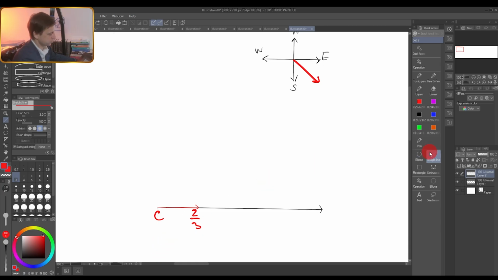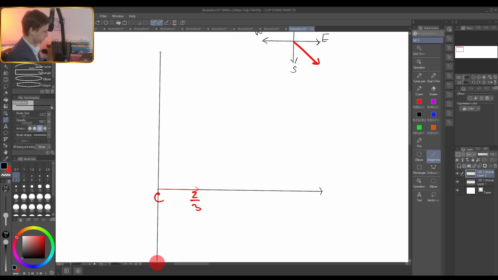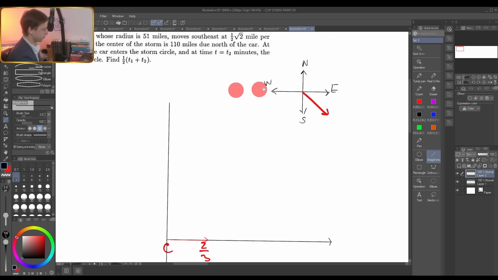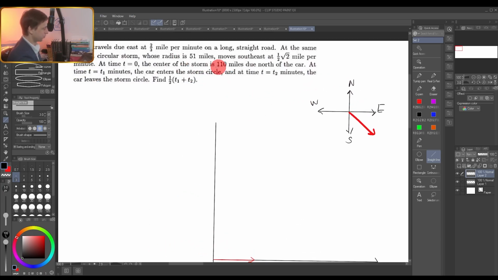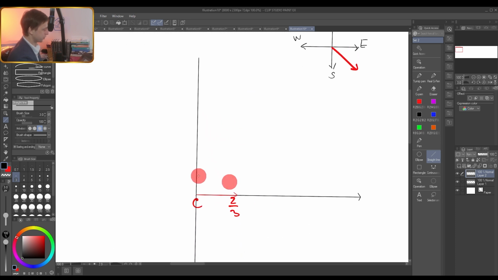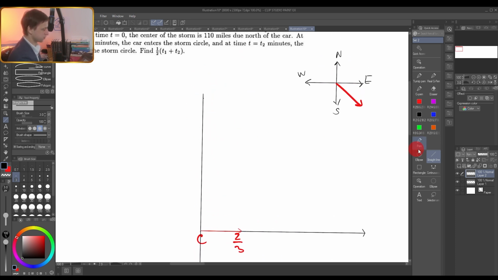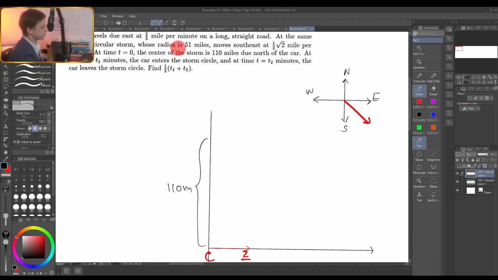Let me just use probably black color here, and we will mark the center of the storm right above, because due north, right? The center of the storm is 110 miles due north of the car. So it will be like here, the center of the storm. Let's mark the point here, and this distance is 110 miles, and the radius of this circular storm is 51 miles. So the radius, if the center is here, is almost like half of this distance.